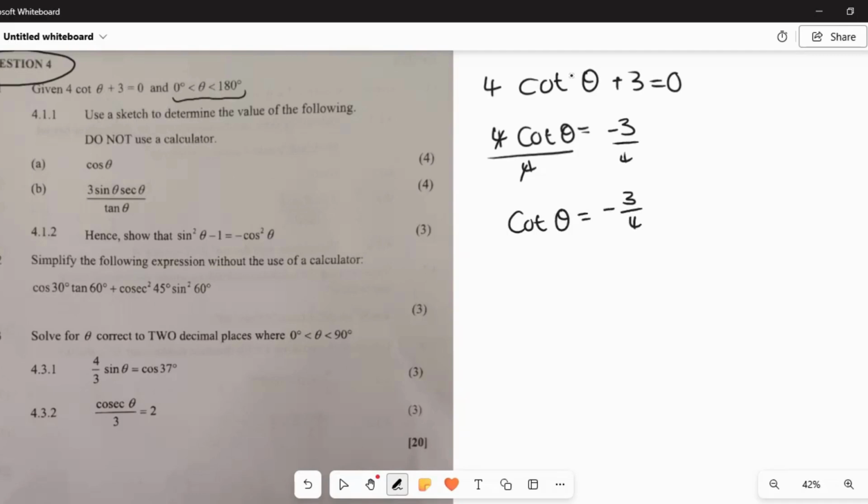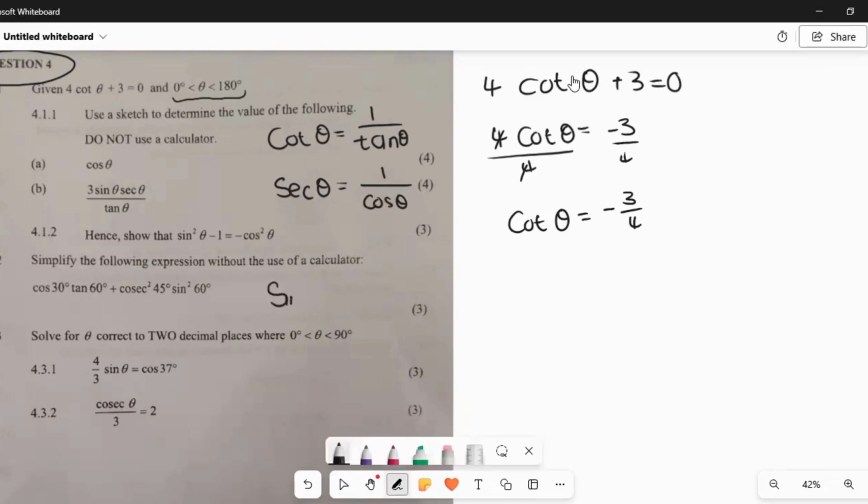Now remember, cot is the reciprocal of tan. Cot theta is equal to 1/tan theta. And not only that, we also have sec theta. Sec theta, the reciprocal is 1/cos theta. And then lastly, we have the reciprocal of sine. Let me write it correctly, in fact, in the right order.